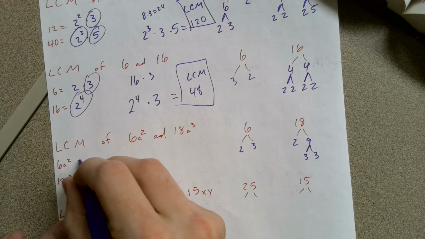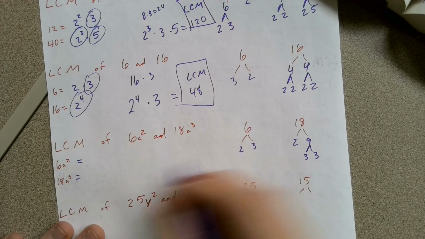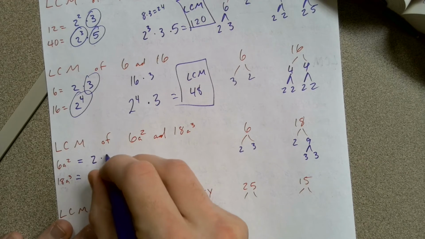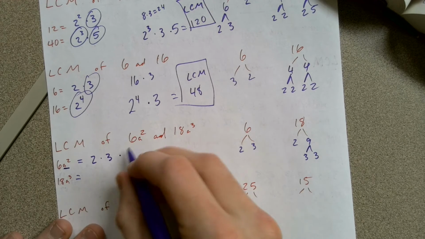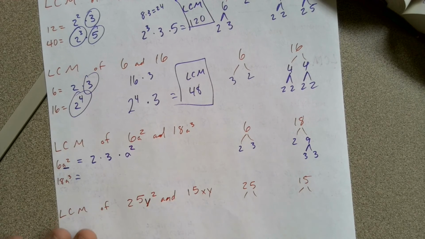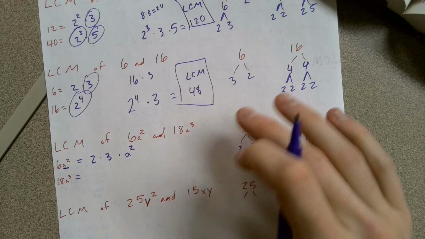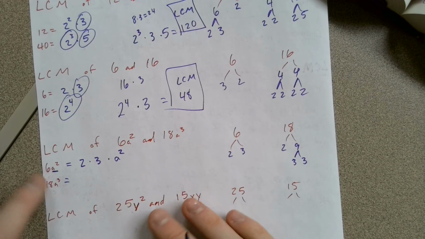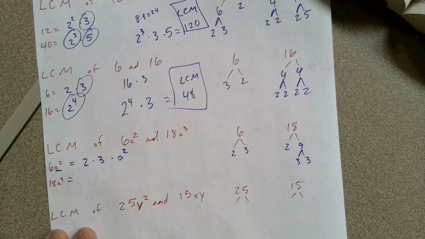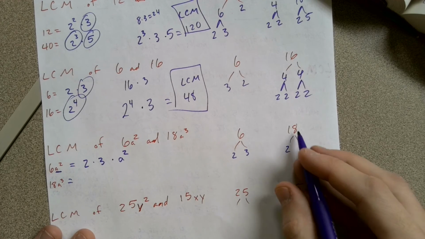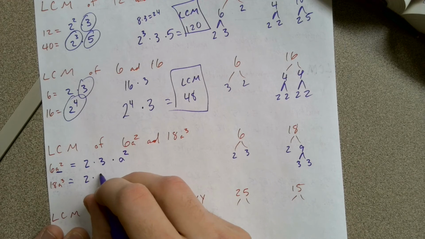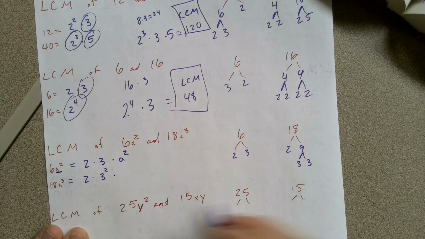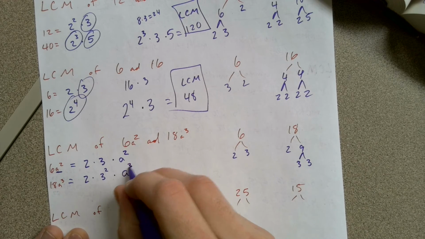Now we're writing down those prime factorizations. Remember to do this. We're going to do 2 times 3 times, don't forget this a right here, a squared. We need to keep those variables in there. We took them out while we did our factor trees, but we got to punch them back in when we do our prime factorizations. 18, we have 2 times 3 squared times a to the third.